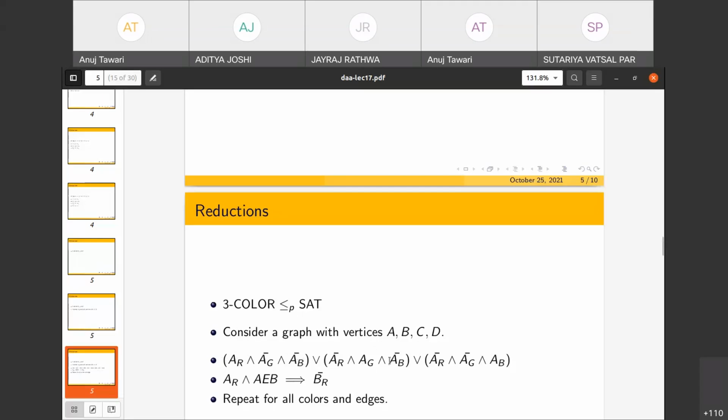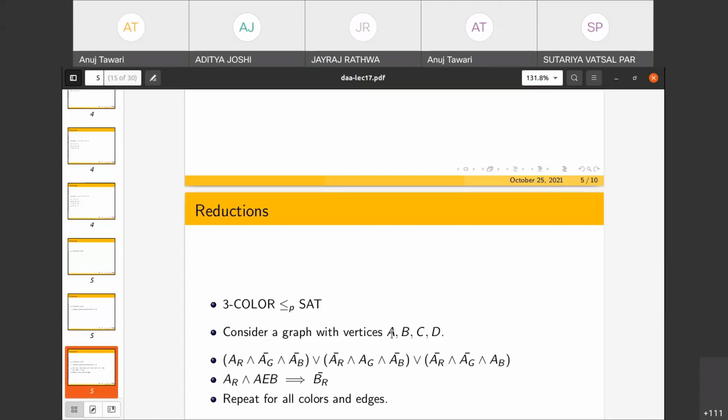Similarly, if A is colored green, you cannot color it with red or blue. And if A is blue, then you cannot color it with red or green. Okay. So this is one clause which we have for the vertex A. Similarly, you can do for B, C, and D. So if you have n vertices initially, you have these n clauses, which will denote that every vertex receives exactly 1 color. Right?